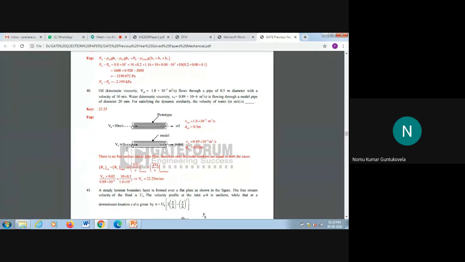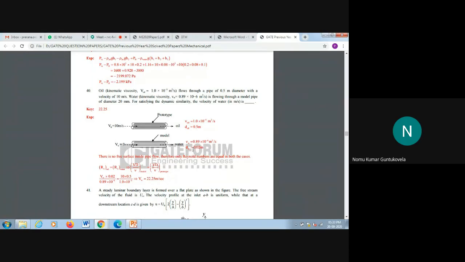Here I am coming to the model, that is for water. We don't know the velocity, and we have the kinematic viscosity, that is 0.89 times 10 to the power of minus 6 meters square per second, and we have a diameter of 0.02 meters.